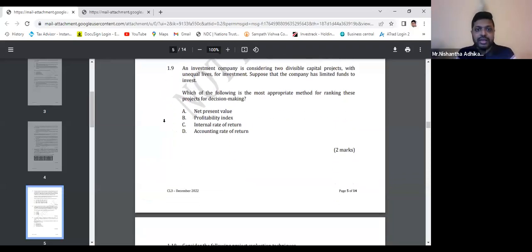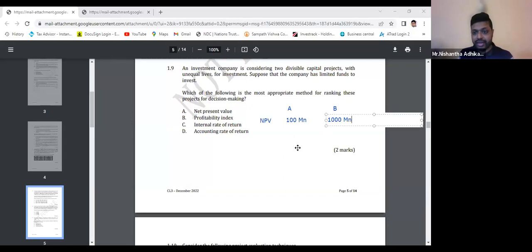Question number 9. An investment company is considering 2 divisible capital projects with unequal lives. Suppose the company has limited funds to invest. Which of the following is the most appropriate method for ranking these projects for decision making? Net present value. That won't be why? If I take an example like this, say there is project A and project B, assume NPV for project A is 100 million, and project B is 1,000 million.